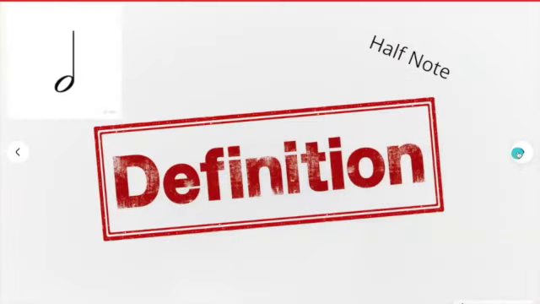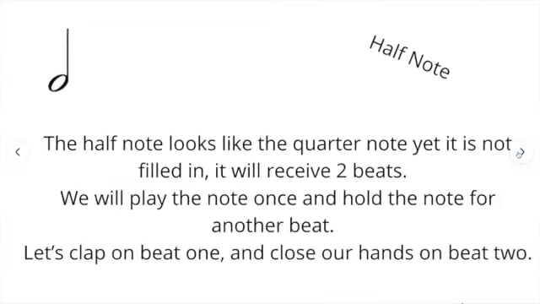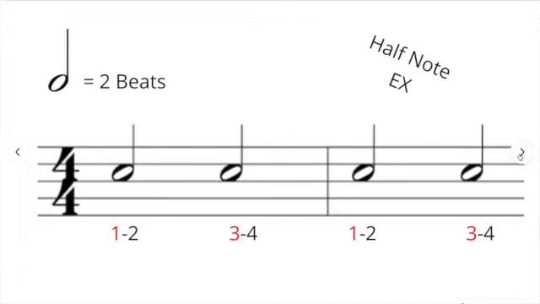All right, a half note. A half note looks like a quarter note, but it's not filled in. When we play one, we're going to strike it and count it. 1, 2, 3, 4. 1, 2, 3, 4. So you notice in red, I'm striking it. In number 2, I'm letting it hold or ring out. 1, 2, 3, 4. 1, 2, 3, 4.